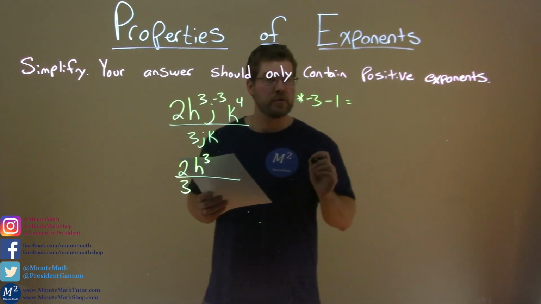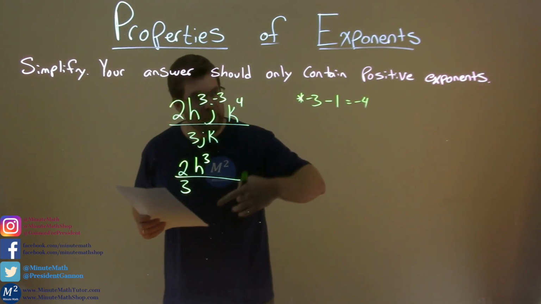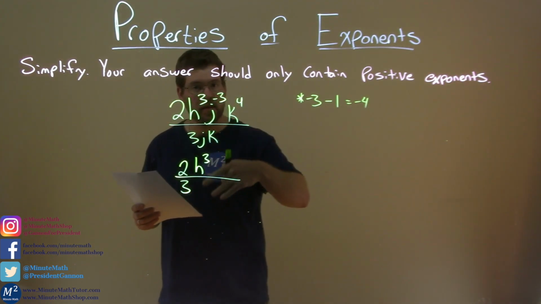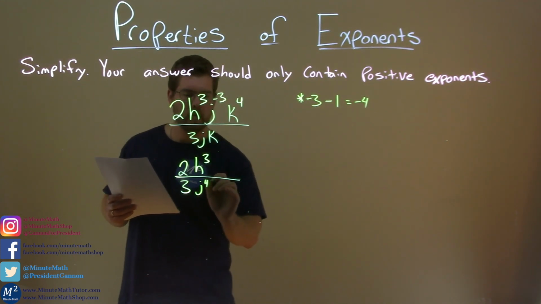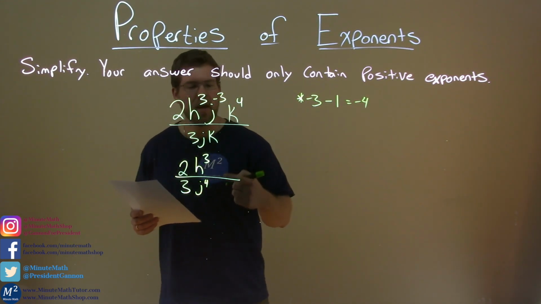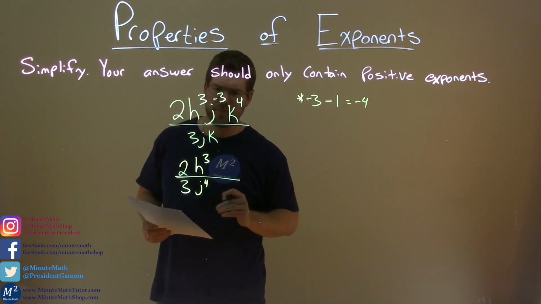And that comes out to be a negative 4, which means j has a positive 4 exponent in the denominator. So we have j to the positive 4 exponent, but it's in the denominator. If we had it in the numerator, it'd be a negative exponent, but gotta have it positive.